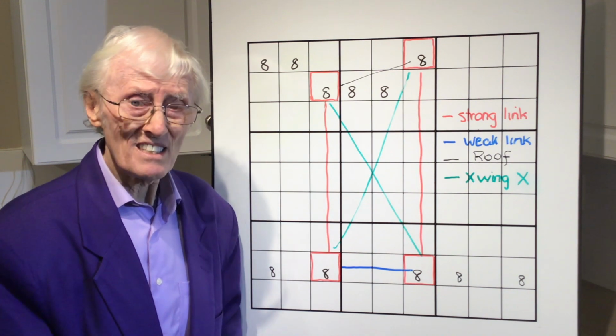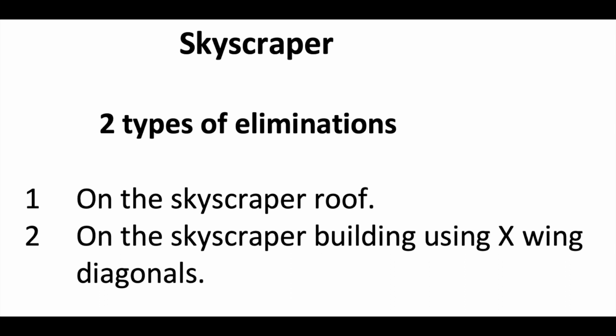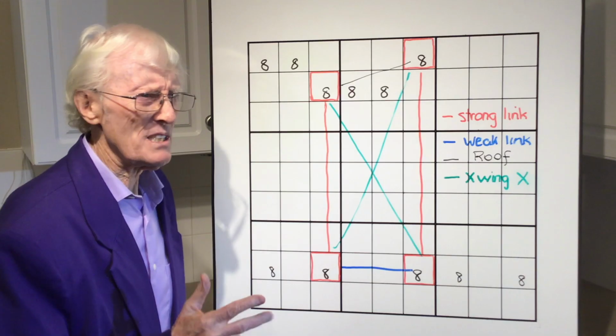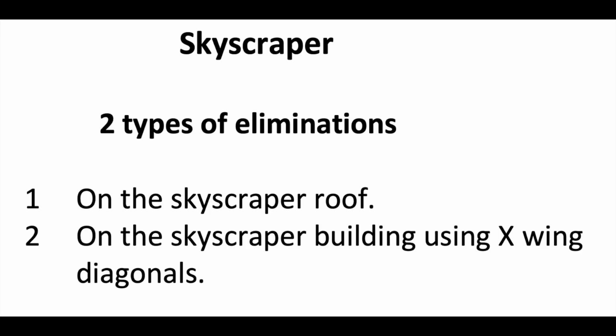Sounds complicated, doesn't it? However, let me show you how it works very briefly. There are 2 types of ways in which we can eliminate small numbers. Sometimes it would be 6, 7 or 8 little numbers you can get rid of, which is fantastic. Okay, here we are. Have a look at this. One type is the skyscraper roof, which is this section here. And the other type of elimination is on the skyscraper building using X-wing diagonals.